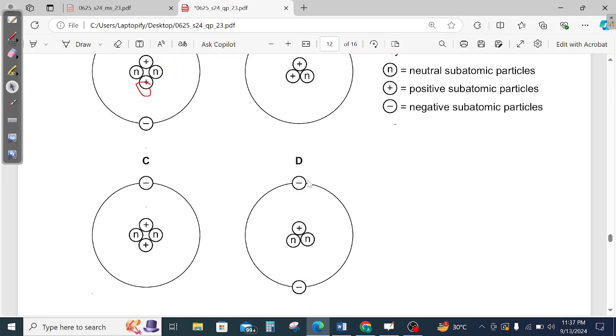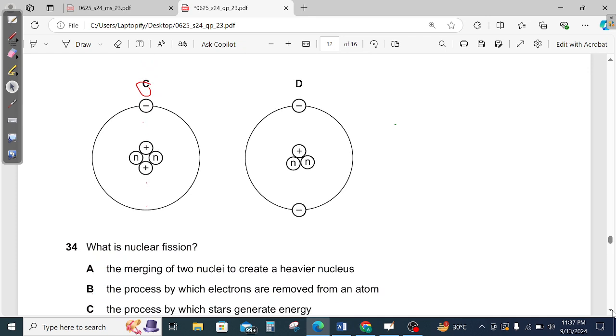If you look on this one, 2 electron, 1 proton, it is negative ions. Okay, so A option will be your right answer.